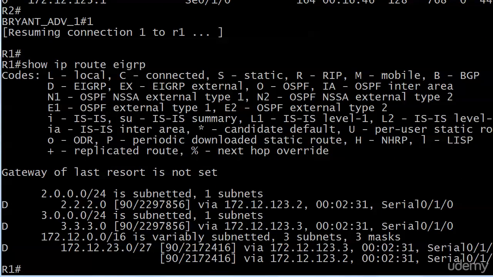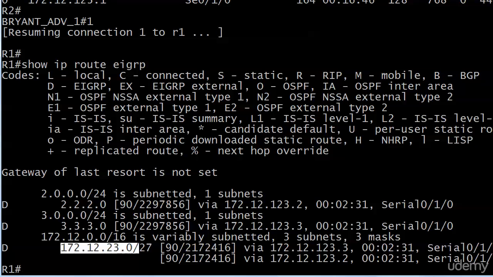And kind of a mixed bag here, because you can see that we only have one entry for router 2's loopback, and as we would expect, it's using router 2's serial interface as the next hop IP address. As far as router 3's loopback is concerned, router 1 is going to send packets directly to router 3. You can see the next hop IP address there is 172.12.123.3, which is router 3's serial interface.